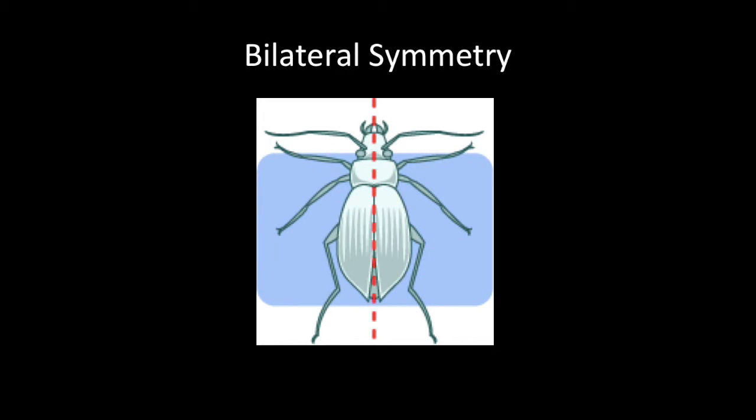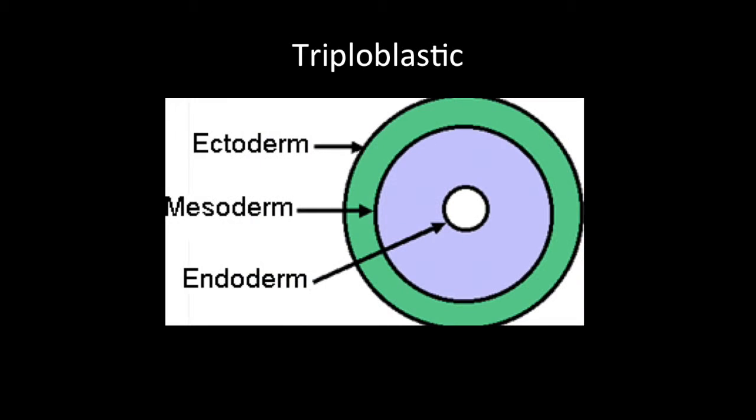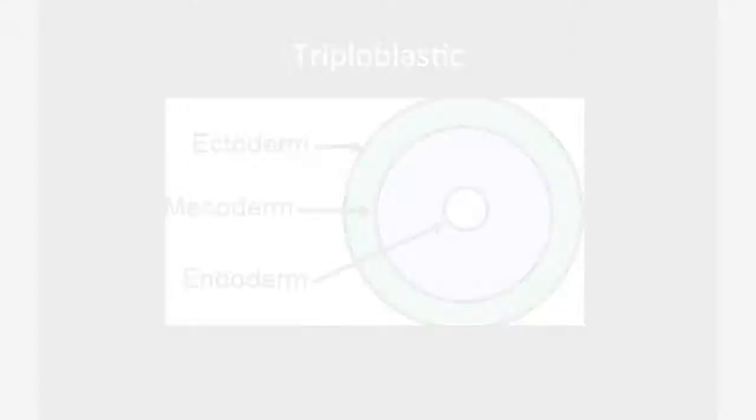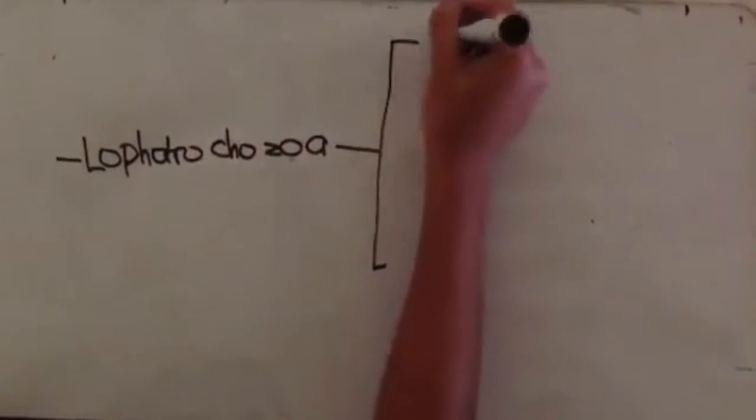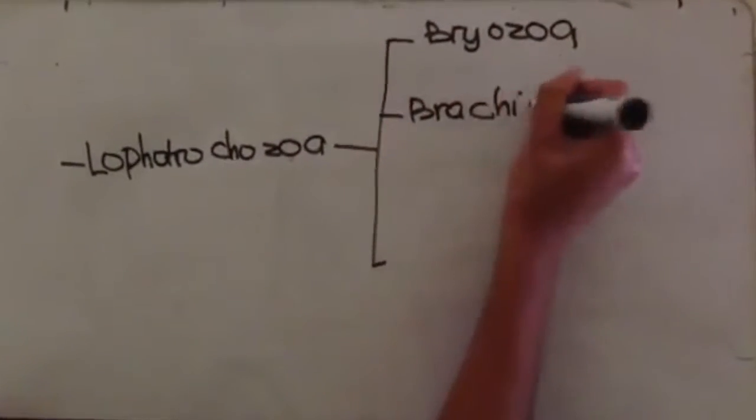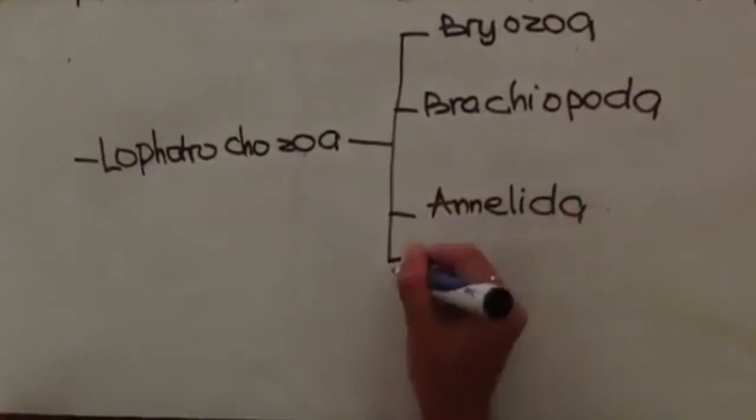Bilateral symmetry means that the organism can be divided into two identical sides longitudinally. Triploblastic means that the organism possesses three tissue layers, which are endoderm, mesoderm, and ectoderm. Phylum Annelida contains segmented eucoelomates, which are true animals that contain a coelom completely surrounded by mesoderm.